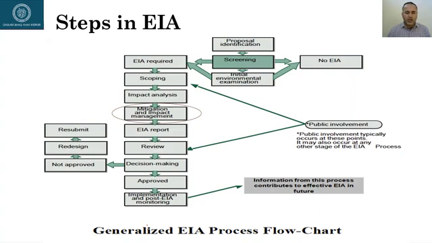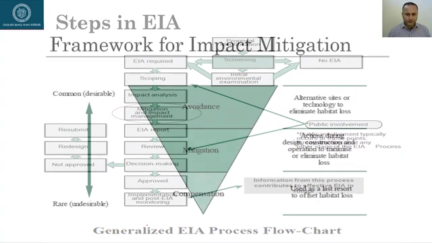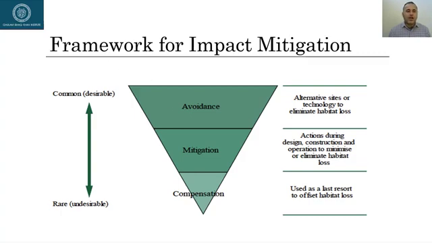Now, mitigation and impact management. Now, framework for impact mitigation, avoidance. So alternative sites or technology to eliminate habitat loss. As I was saying, if a government, whether provincial or federal, would like to build a dam, and the environmental impact assessment study suggests that the impact will be huge in terms of habitat loss.